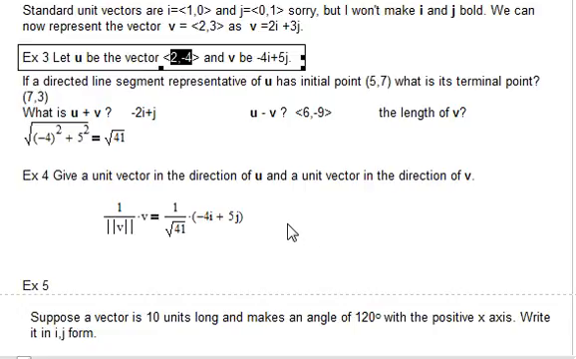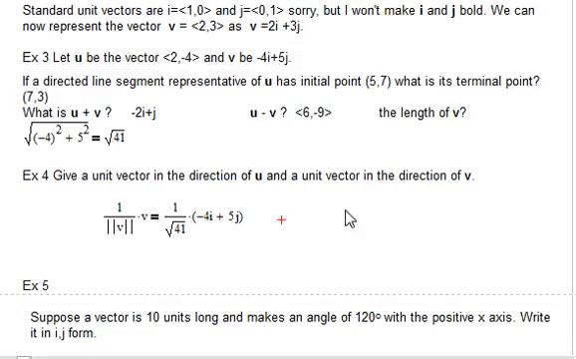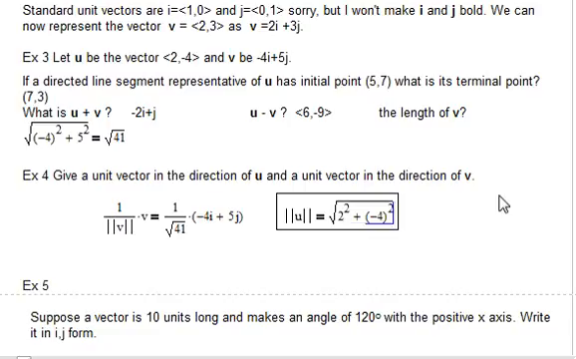Okay, resuming from that pause, the length of u is equal to the square root of 2 squared plus negative 4 squared. And who would fault you if you said 4 squared? No one would fault you for that. And so that would give us the square root of 4 plus 16, square root of 20, which is 2 times the square root of 5, right? You know where I got that from, I hope.